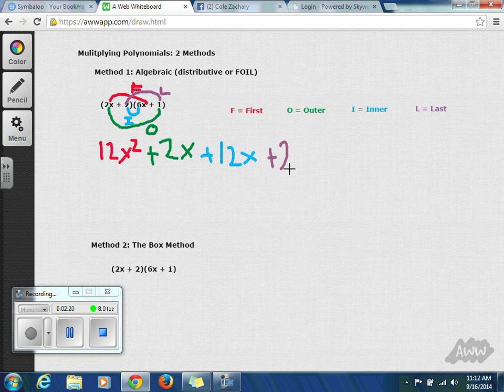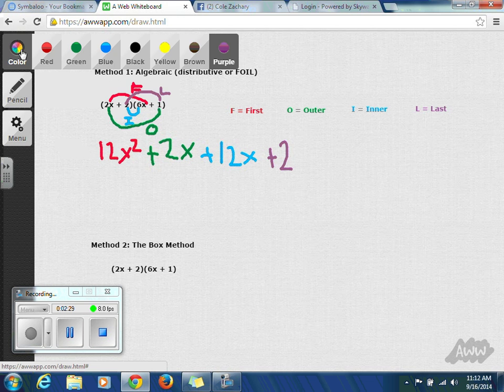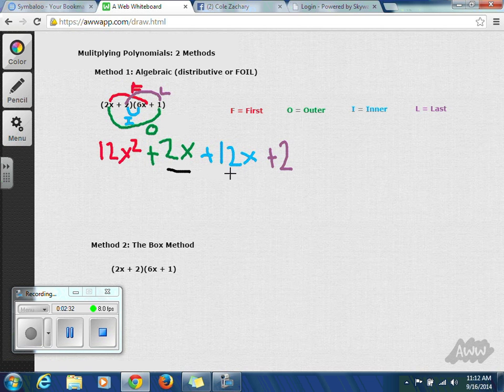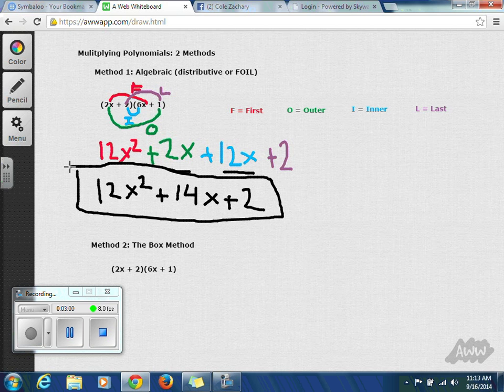We're almost finished. The last thing to do in multiplying polynomials is we have some like terms to combine. So on this question, I see that 2x and 12x are the same type of terms. So when we write our final answer, 12x squared is still in our answer. 2x and 12x are now combined to make 14x. And then 2 is also a term. So this is our final answer using the FOIL method to multiply polynomials.